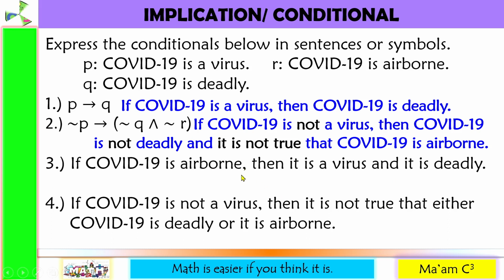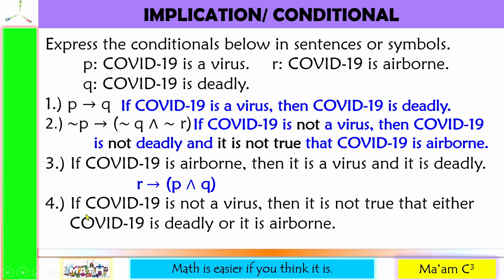Number 3, if COVID-19 is airborne, then it is a virus and it is deadly. Notice this comma here. So this is one statement. COVID-19 is airborne. That is our proposition R. And then we have if then. So we have implies. It is a virus. This is our proposition P. Then the symbol for and. Then it is deadly. That is our proposition Q. So this is in one group again because everything after the comma is considered one statement.